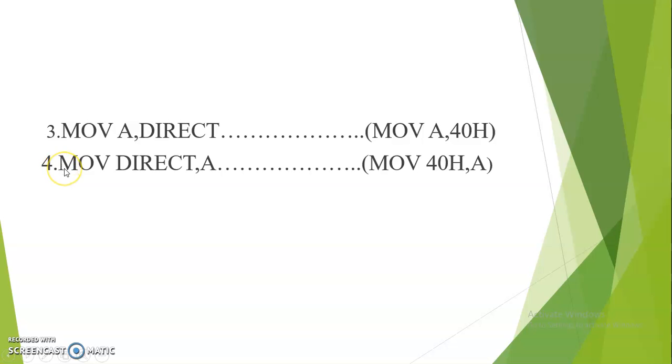Now we will see the fourth combination, which is the reverse of the third one: MOV direct, A. Here A is the source and direct is the destination. This instruction will copy the contents of the accumulator to the direct address specified in the instruction. The example is MOV 40H, A. This will copy the contents which are there in the accumulator onto the location whose address is 40H. So the first 4 combinations we have already studied.